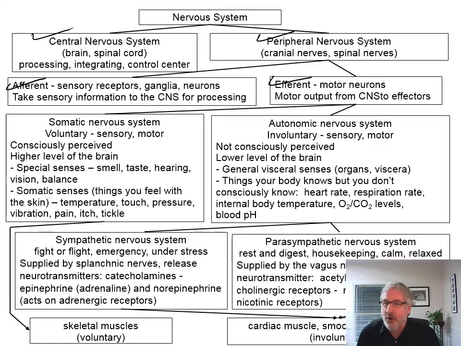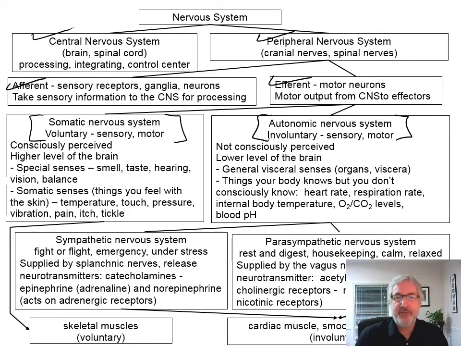You don't have to think about how often to breathe. You don't have to think, oh, I need to take a breath, and then breathe. Your body just controls that for you. And we talk about that in the medulla oblongata. So the efferent division of the peripheral nervous system sends motor output from the central nervous system to effectors. Now you have two divisions of that. You have the somatic division and you have the autonomic division.